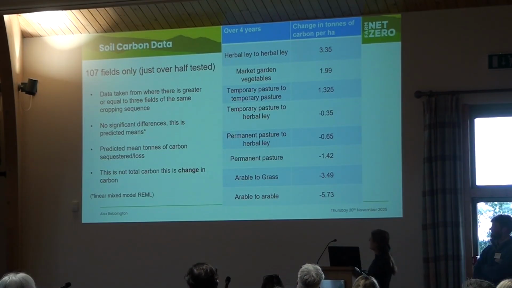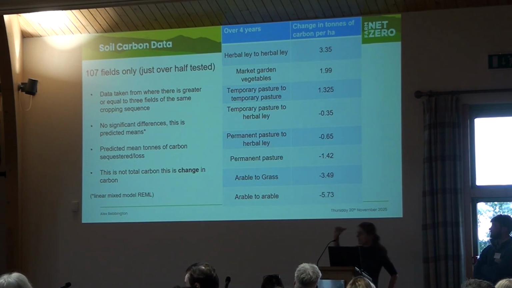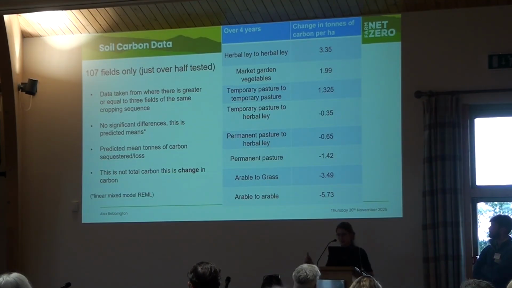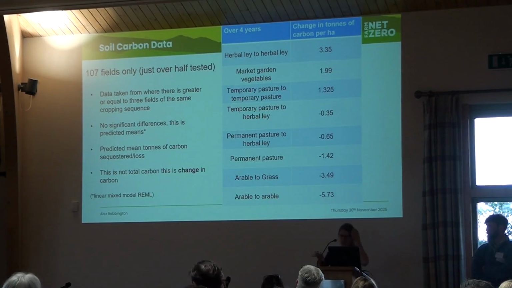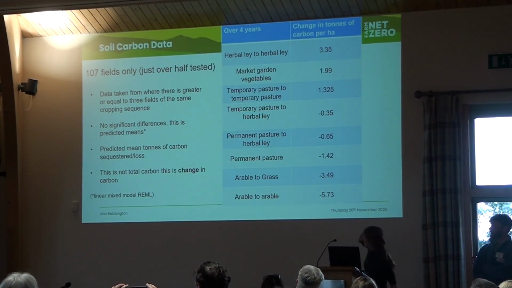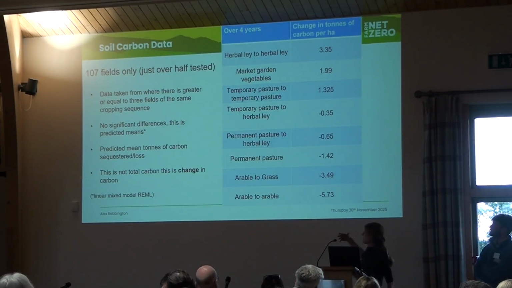I love spreadsheets. So what I've done is I've just picked out the key systems change. I've looked at fields that were started in 2021 from herbal ley, and this year they were sampled in herbal ley, permanent pasture, temporary pasture. Here you can see these fields started in arable in 2021 and finished off in arable in 2025. Again, very speculative results, and I can only do analysis where there was more than one field in the system.